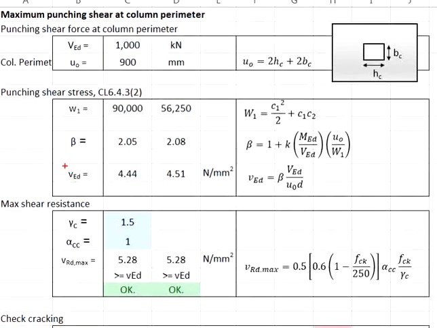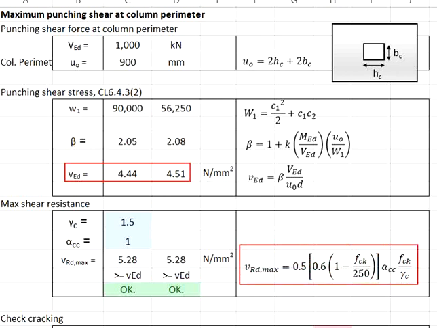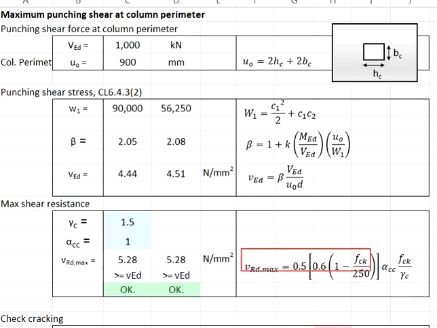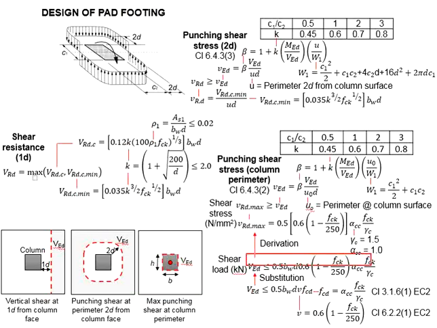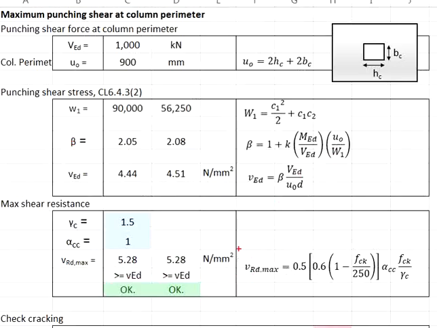And then this maximum punching shear stress will need to be checked against the maximum shear resistance. The formula for the maximum shear resistance is given here. You can't find this formula directly in Eurocode, but through derivations, you will get this formula. In this case, we will use this formula straight. If not, you can also choose to use this formula to solve the question. They will come to the same outcome. Let us use this formula.